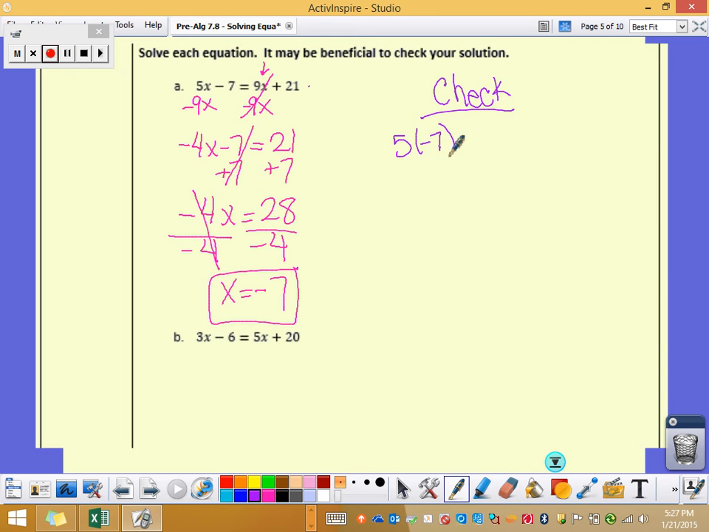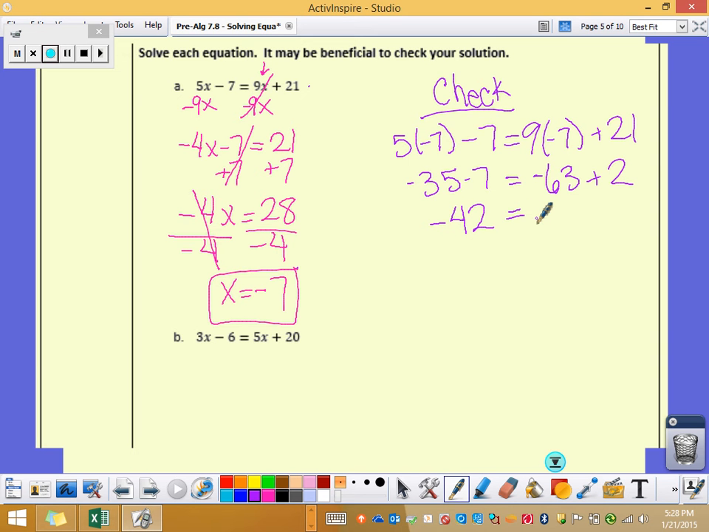5 times negative 7 minus 7 equals 9 times a negative 7 plus 21. 5 times a negative 7 gives me a negative 35 minus 7. Negative 7 times 9 is a negative 63 plus 21. Negative 35 minus 7 is negative 42. You should be following along. Negative 63 plus 21 gives me a negative 42 as well. So hey, our answer looks pretty darn good.